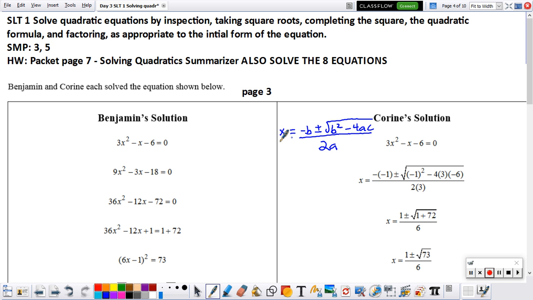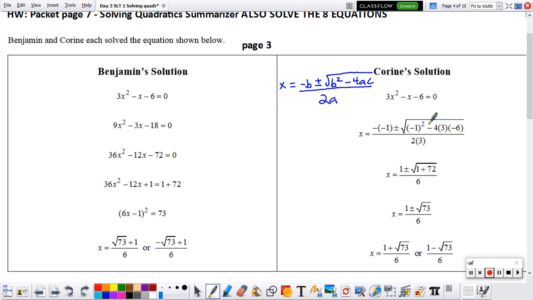Now, that's what Corinne did. She got this lovely answer. Now, Benjamin did not do that, but he also got the same lovely answer. So the question is, what did he do? Well, Benjamin created a perfect square trinomial right here.